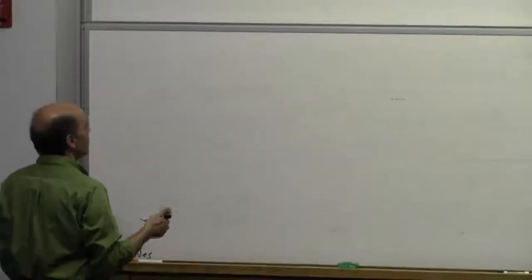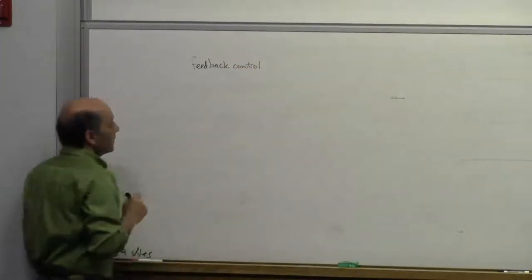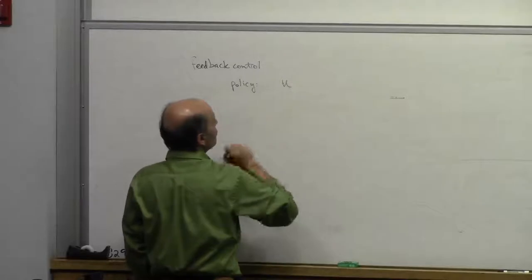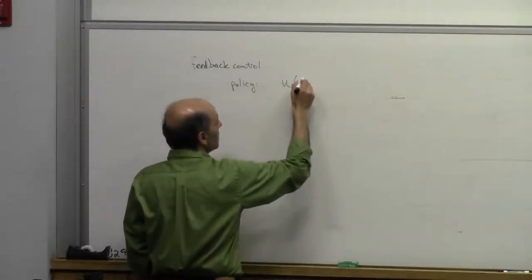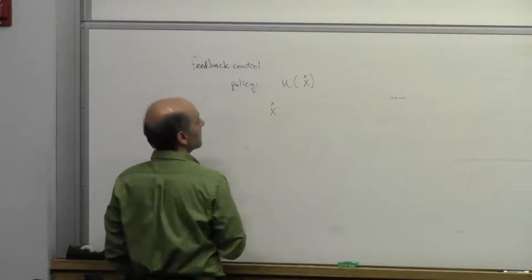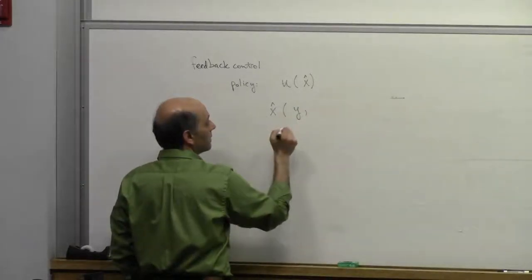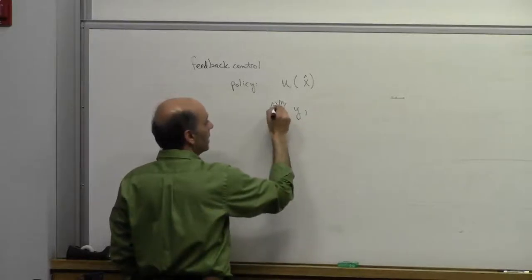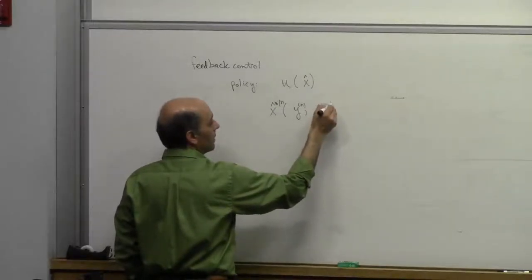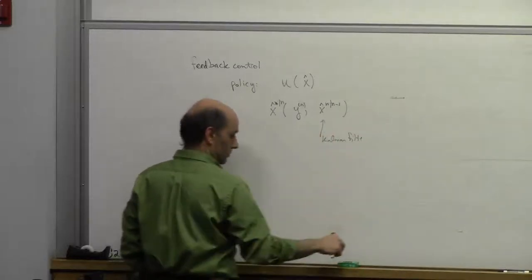We have to end up with what's called a feedback component. So what we want is a policy. And so where does this estimate of state come from?